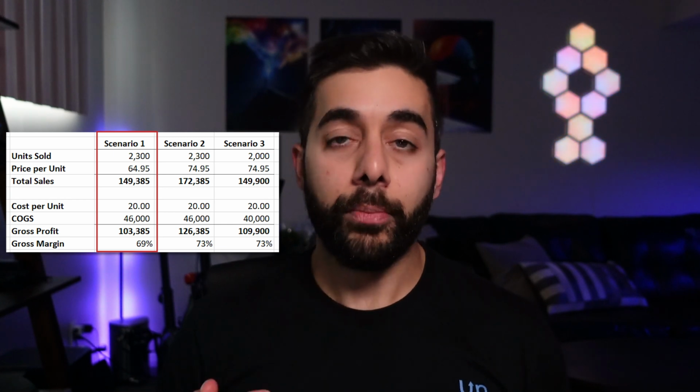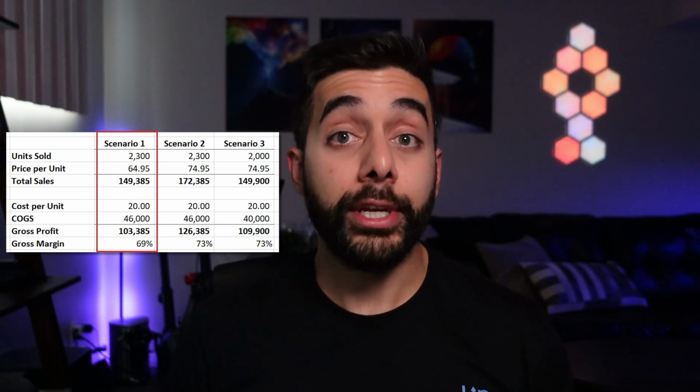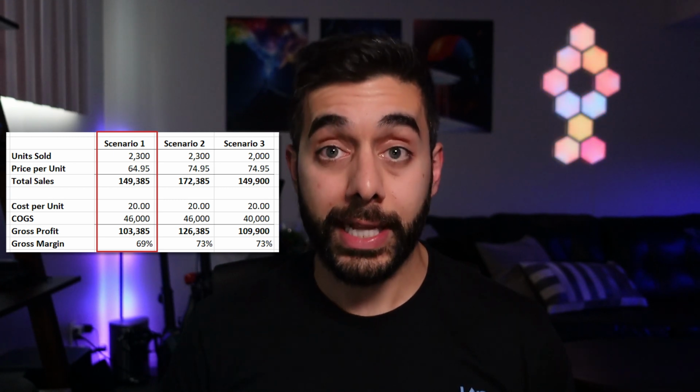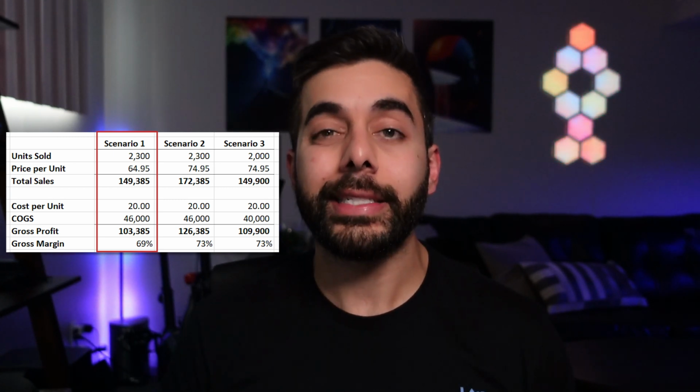So let's look at this example. Here we have in scenario 1, 2,300 units being sold. The price is about $65 each, so that gives us $150,000 of sales. Our cost for each unit is $20, so that gives us $46,000 of COGS. That gives us $103,000 of gross profit and a 69% gross margin.